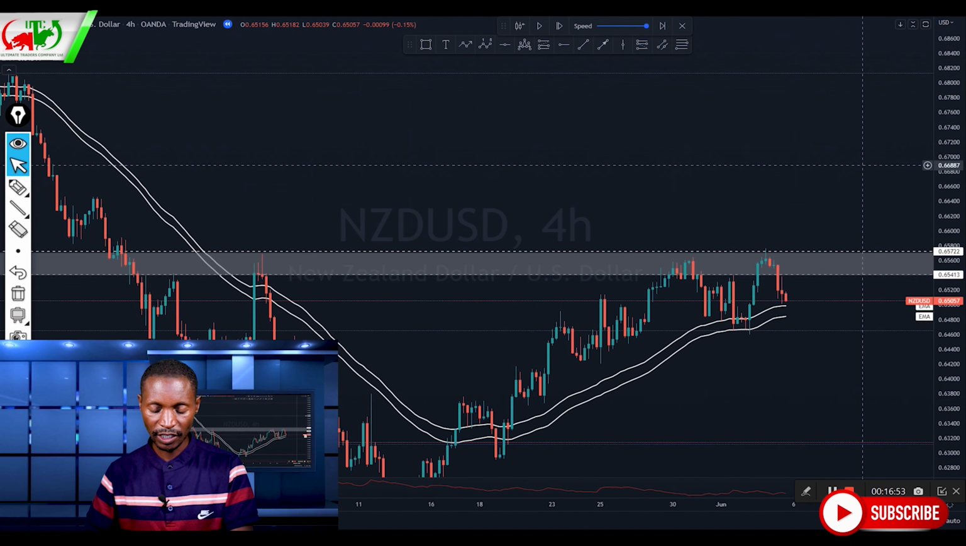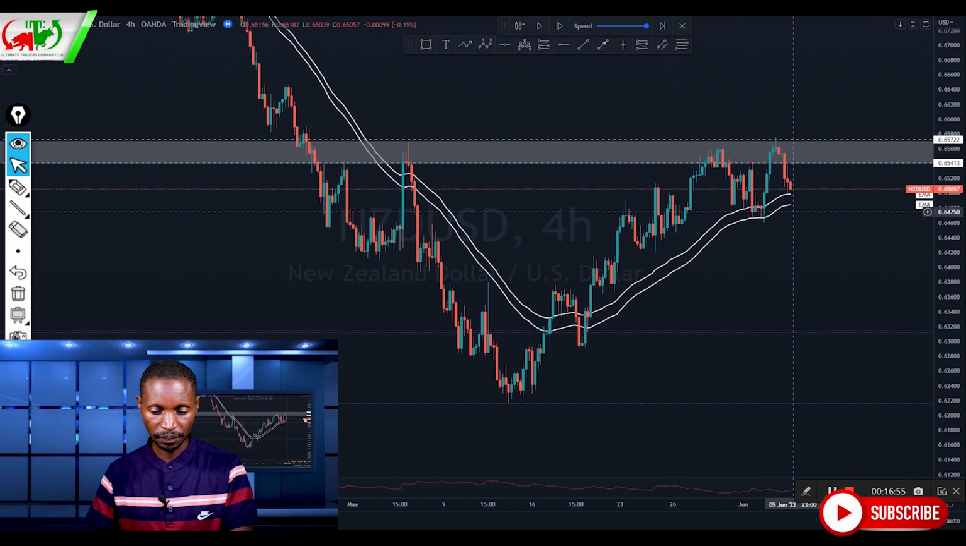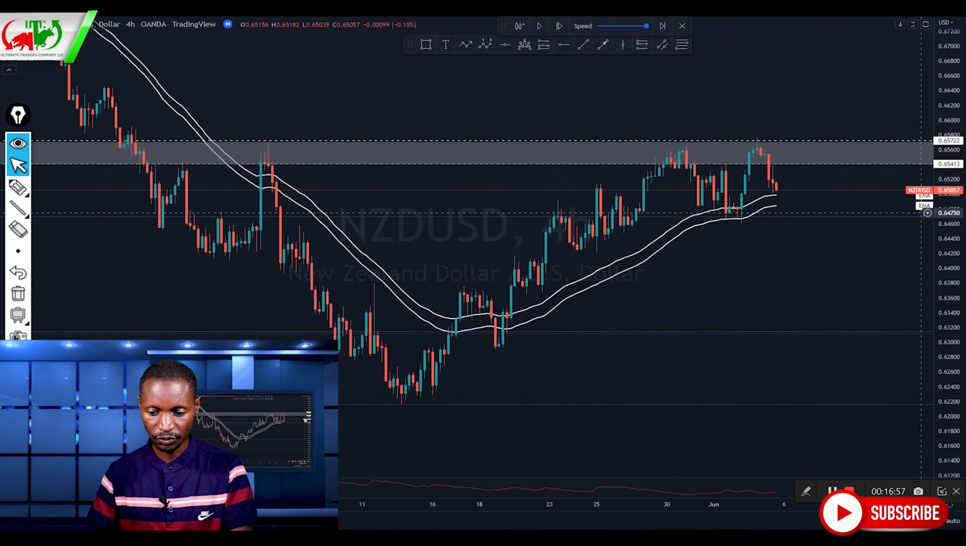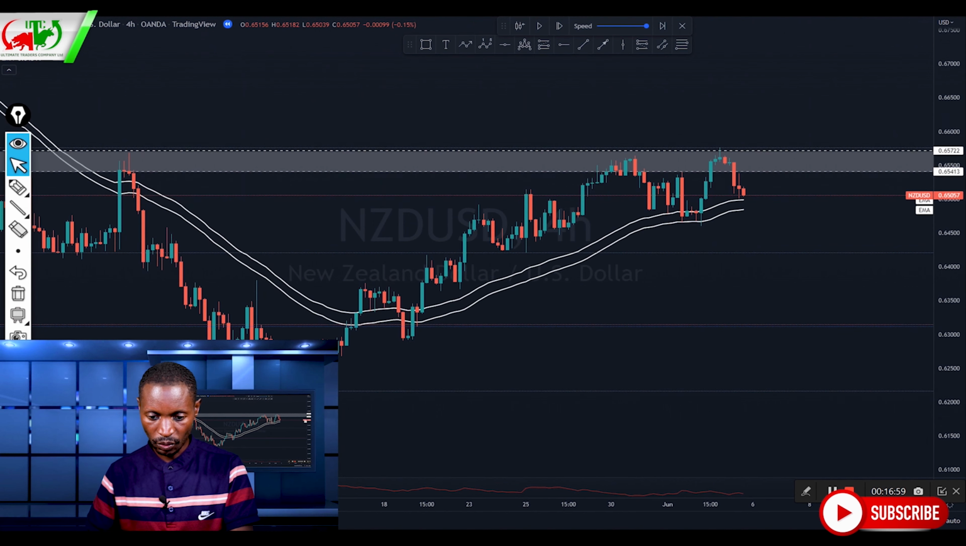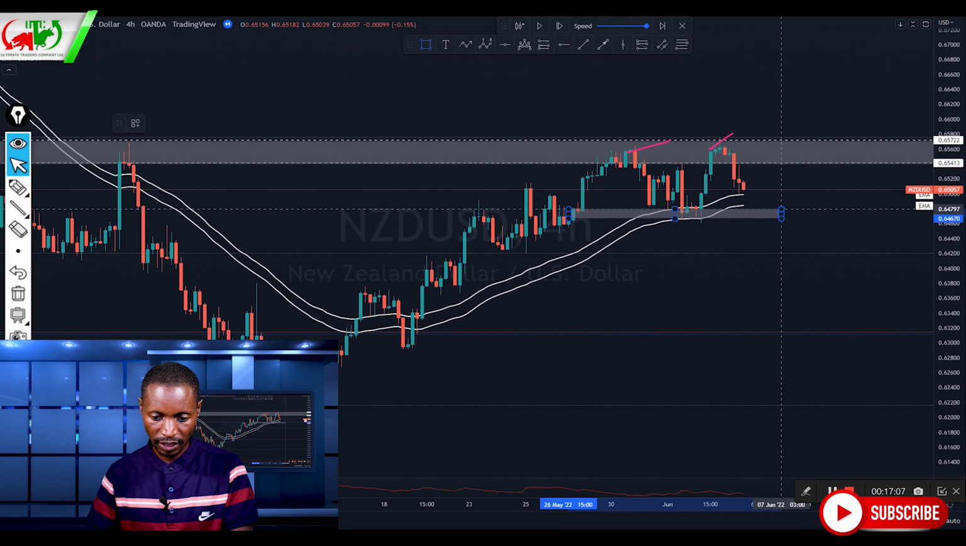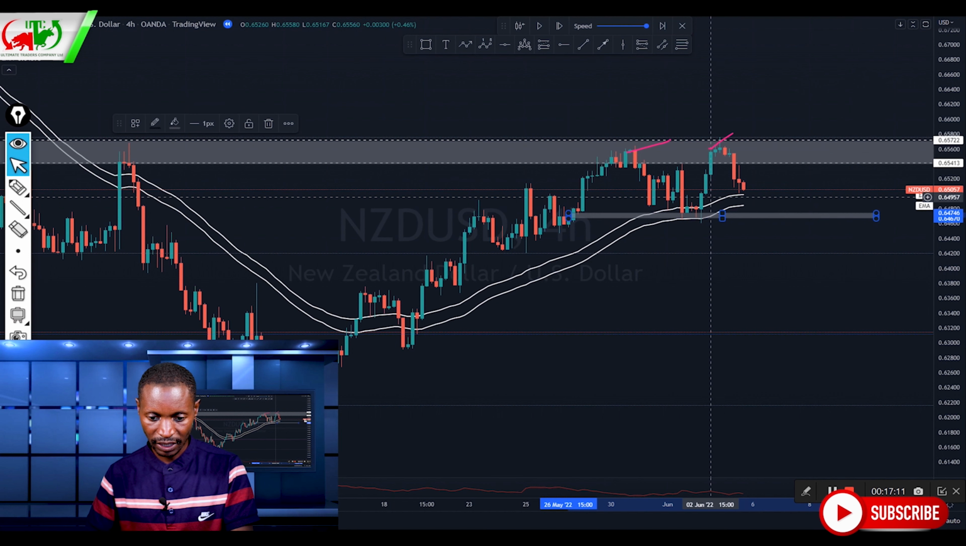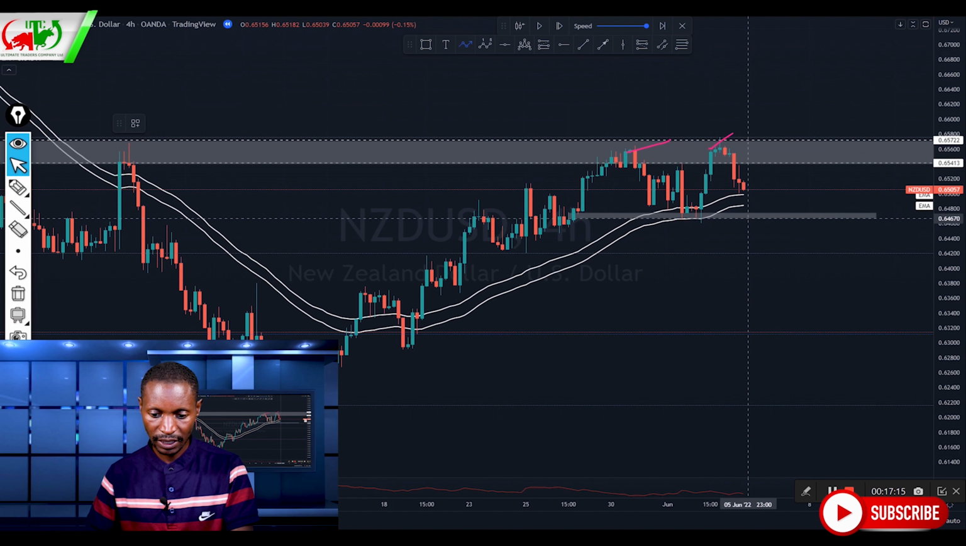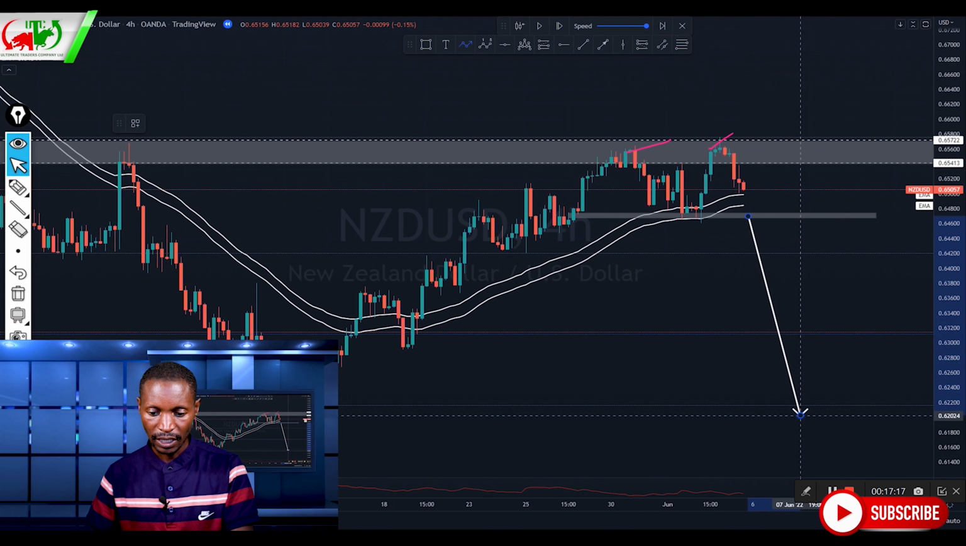Since New Zealand USD was in a downtrend on a daily time frame, and in the 4-hour you can see that the market has made a double top here, our prediction was that if New Zealand USD breaks and closes below this neckline of the double top, we could look for selling opportunities.